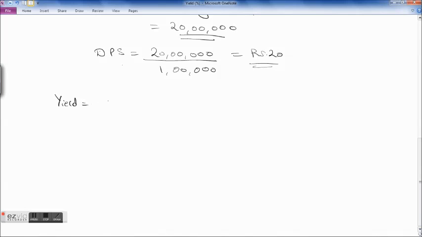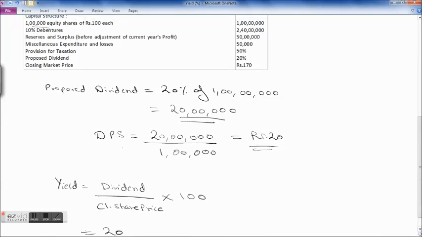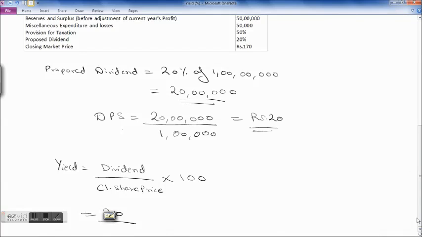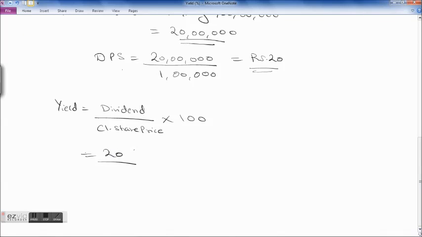Yield is equal to dividend upon either closing share price or average share price, into 100. So here dividend is 20, and the closing share price is given here, 170. So we'll put it as 20 divided by 170 into 100. So how much do we get? It's 11.76%.